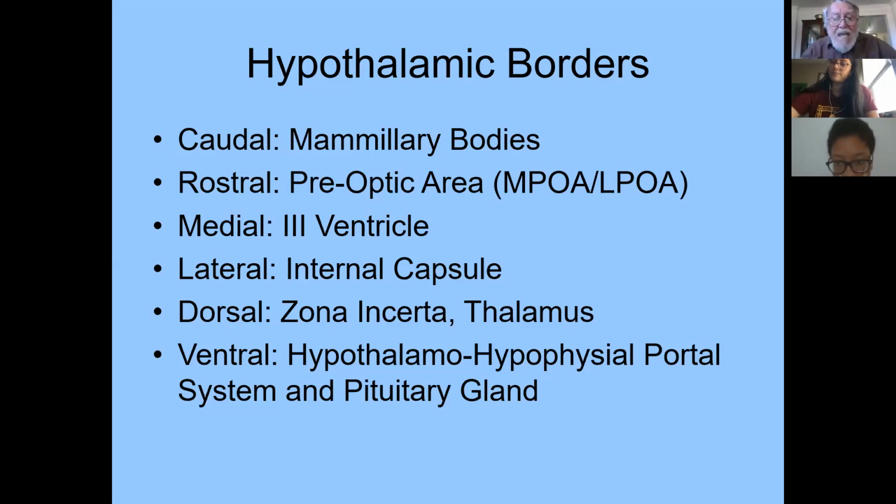Okay. So then dorsally, what is above the hypothalamus? Well, of course, the thalamus, and then an area called the zona incerta. We'll talk about the zona incerta when we start to talk about the neurochemical pathways and the basal ganglia, and we'll see what the zona incerta does. And of course, ventral is the bottom of the brain, so you have the hypothalamo-hypophyseal portal system and the pituitary gland.